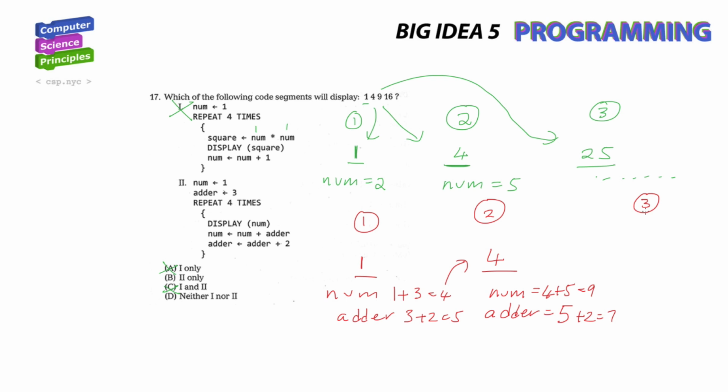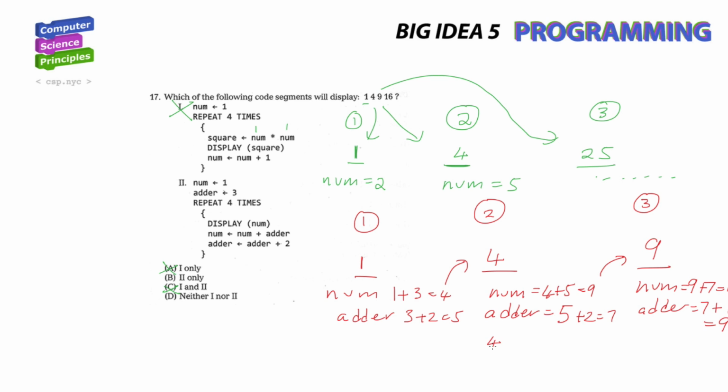So now the third time that this runs, it's going to display num, which is 9, which we have from here. Display 9. And then the num becomes num plus adder, which is 9 plus, let me just check this, the num is the 9 plus the adder, which is 7, so that equals 16. And the adder equals the 7 plus 2, which is 9.